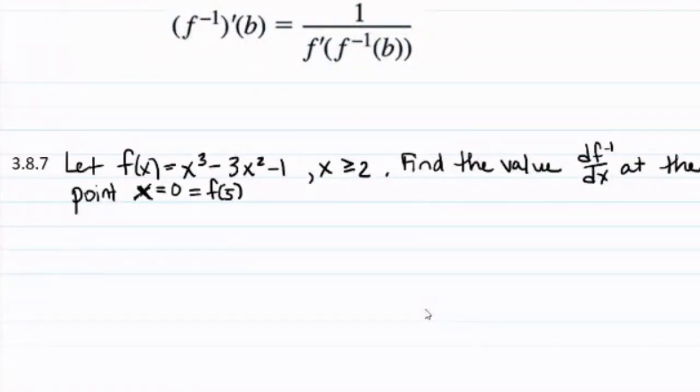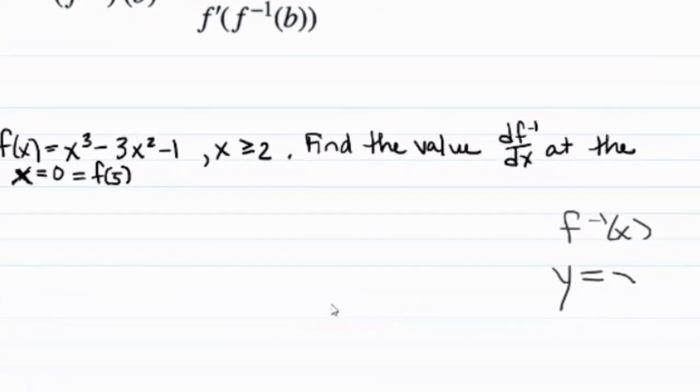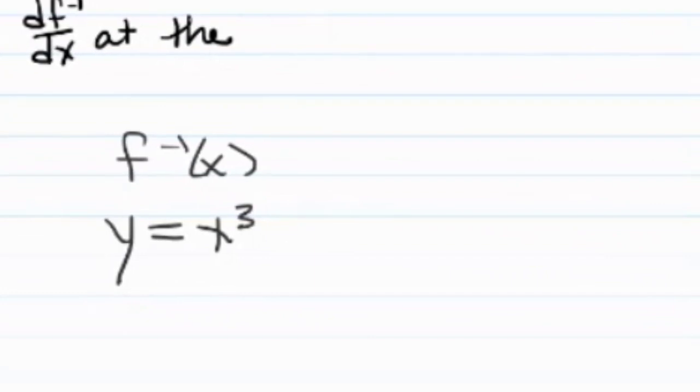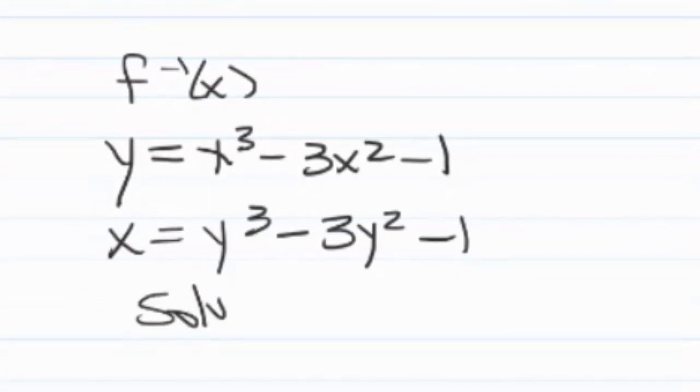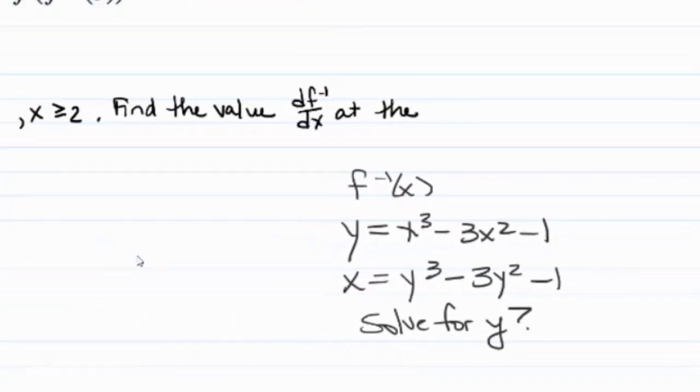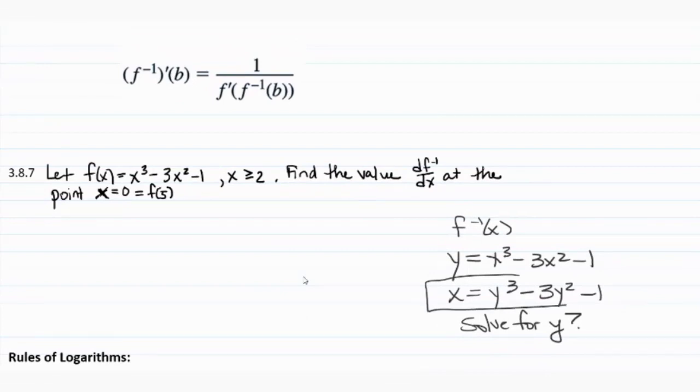What would we have to do if we wanted to find the actual inverse? We would have to replace f(x) with y, and then we would switch the x's and y's, and then we would solve for y. But how do you do that? Not really so simple. This is the inverse function, but it's written implicitly, right? So it's not so easy to actually find.